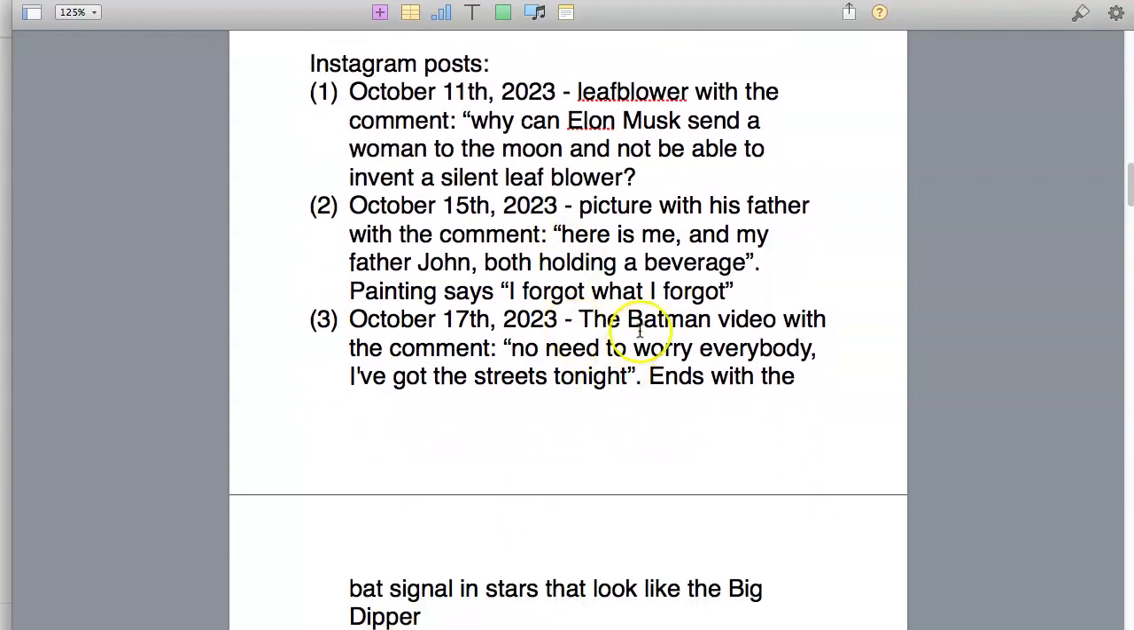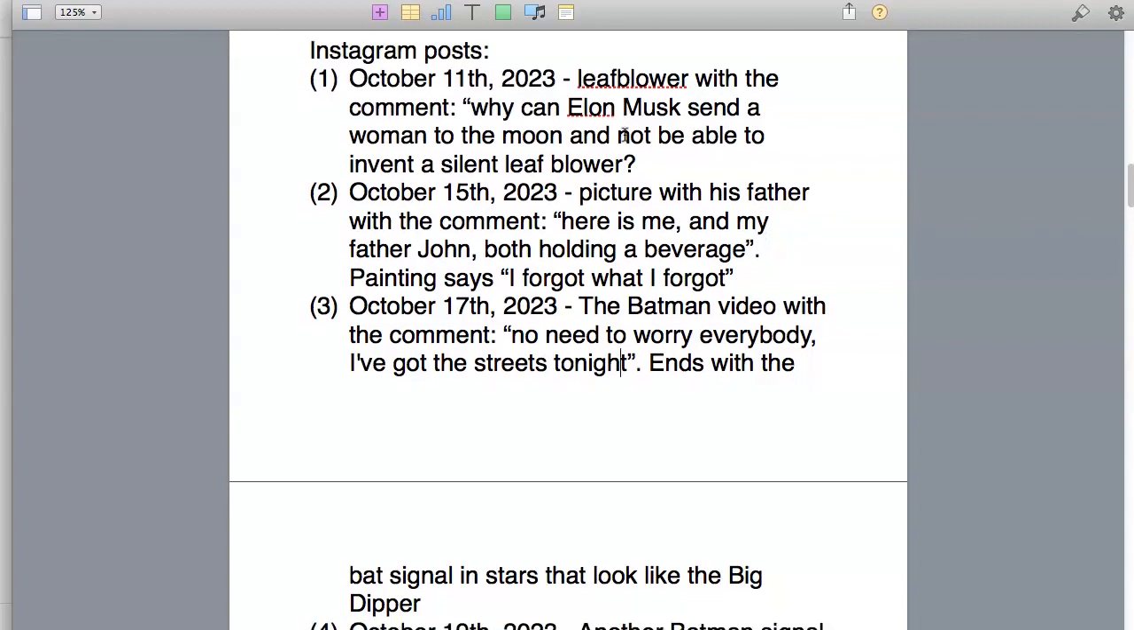Now, the first post was the leaf blower post on October 11th, 2023, with the comment, "Why can Elon Musk send a woman to the moon and not be able to invent a silent leaf blower?" And for those of you who have followed the whole Leave the World Behind X Eclipse stuff that I've been getting into, very interesting that his first post in this string of posts references Elon Musk and the moon, right?